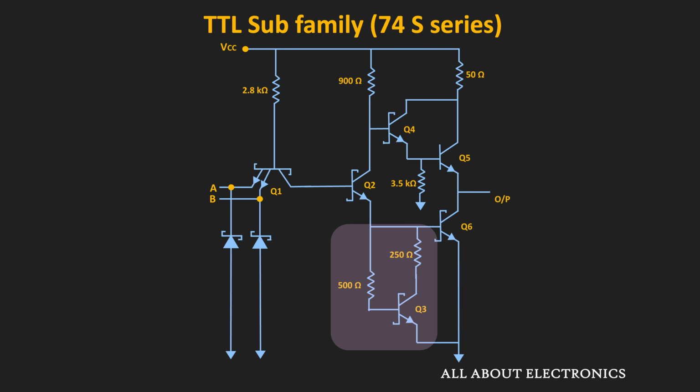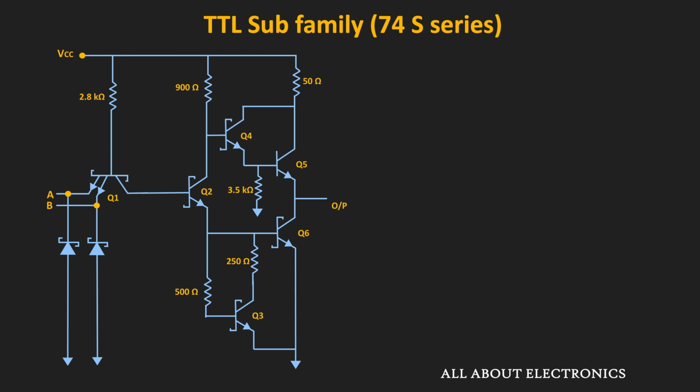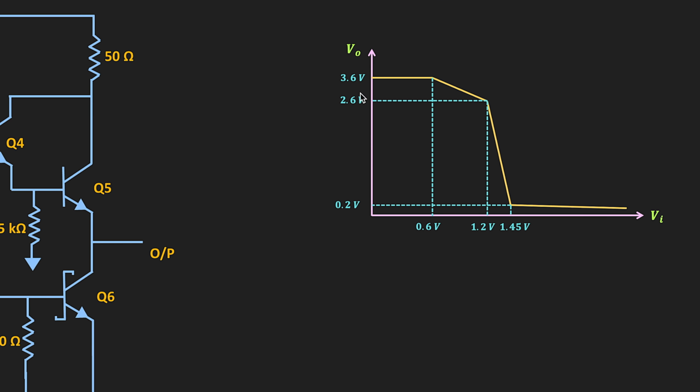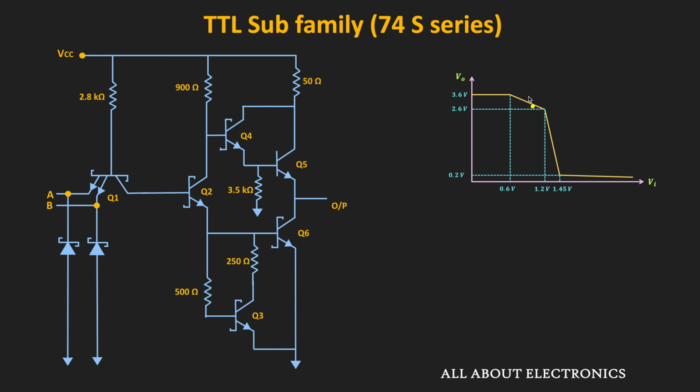Moreover, here because of this Q3 transistor, we will also get the sharper voltage transfer characteristic. So this is the voltage transfer characteristic of the standard TTL inverter. So as you can see, during the high to low transition, here we have the two slopes. So in this region, only this Q2 transistor will be in the on condition, while in this region, both Q2 and the output transistor both will be in the on condition.